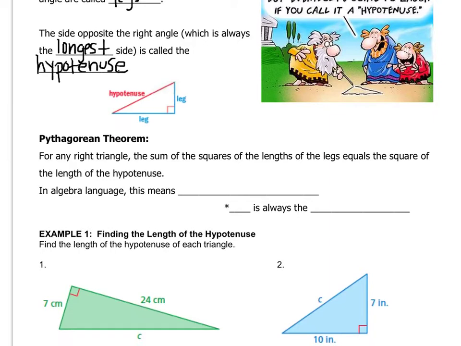And so what Pythagoras discovered was that anytime he had a right triangle, the sum of the squares of the lengths of the legs equals the square of the length of the hypotenuse. We know that as a squared plus b squared equals c squared, but that's what he said back in that time, where c is always the hypotenuse.